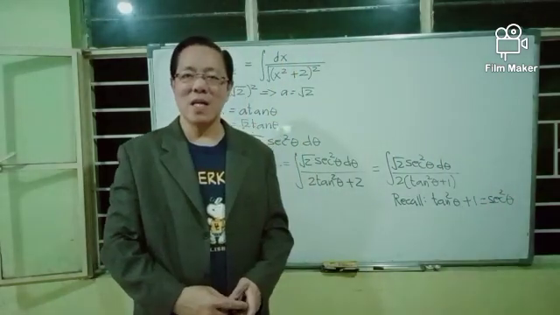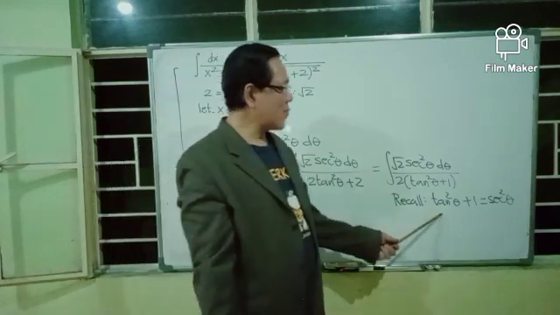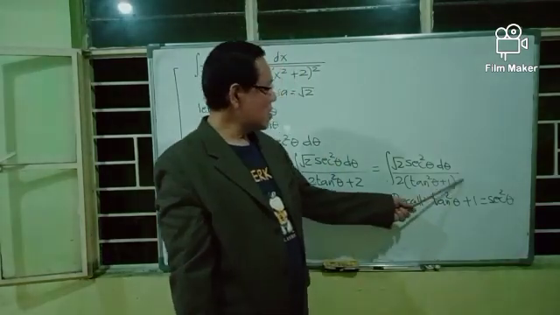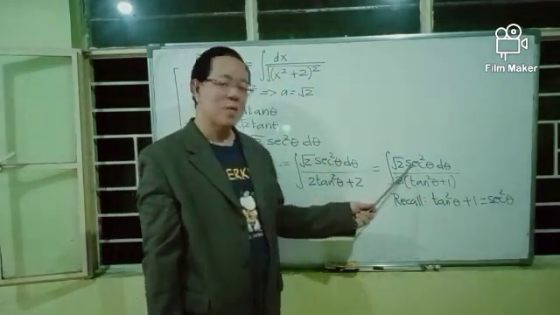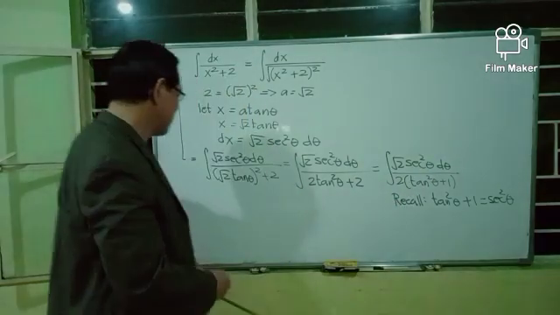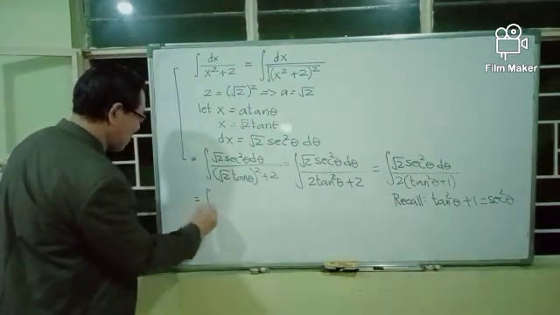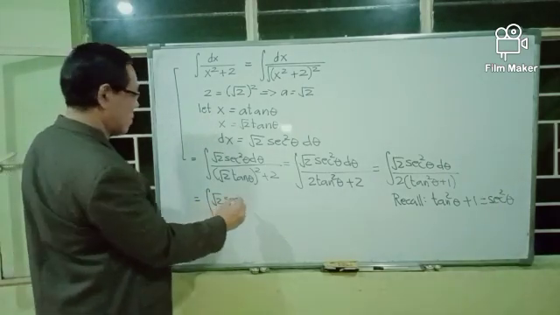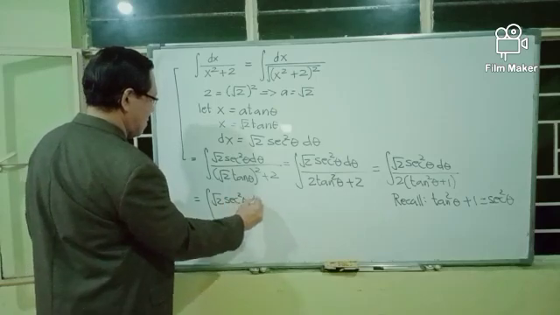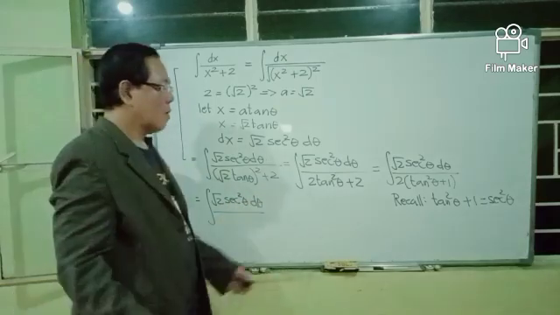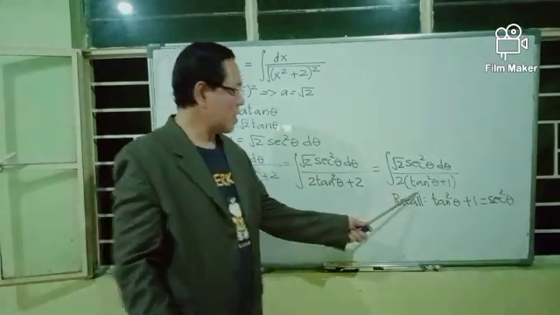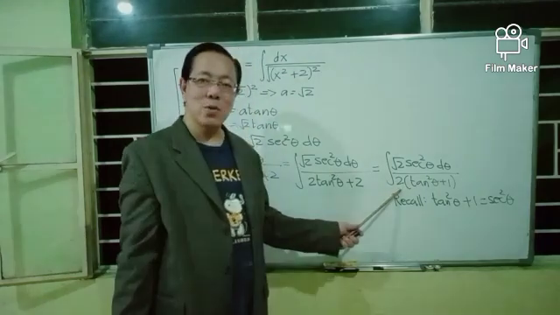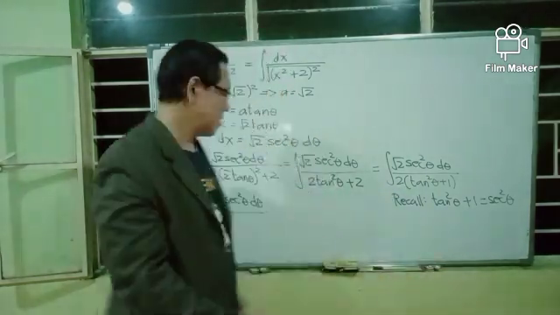One of the three Pythagorean identities says that the square of tangent plus 1 is equal to the square of secant theta. So this expression simplifies to square root of 2 secant squared theta d theta over 2 multiplied by tangent squared theta plus 1, which is secant squared theta. Hence, the denominator simplifies to 2 times secant squared theta.